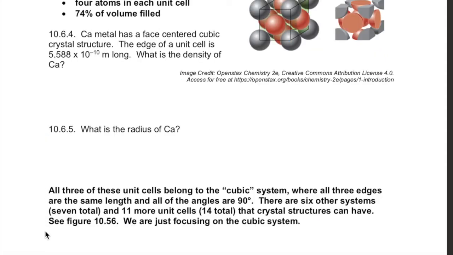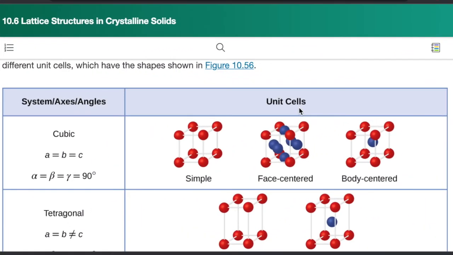So I mentioned before that we are focusing on just these 3 unit cells. There are several other types of crystal structures that you can have, and there is a drawing of them in your textbook. I just wanted to point out the diagram in your textbook that has the different types of unit cells. Again, we are focusing just on these 3, the cubic type, where the different edge lengths are all the same length and the angles are all 90 degrees. So these are the 3 that we're looking at.